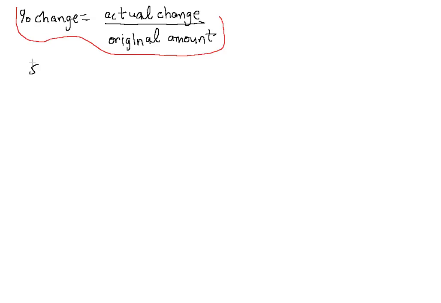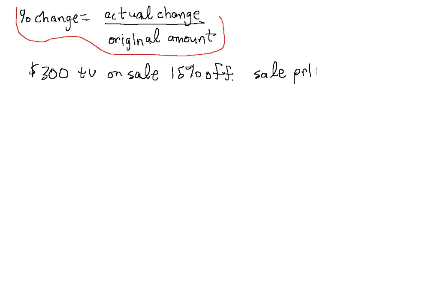Let's say we have a $300 TV. And this $300 TV is on sale for 15% off. And we want to know, what is the sale price of the TV? So we have a $300 TV that's 15% off, and we want to know what the sale price is. The percent of change formula is actually pretty useful to find this. So let's identify a few of the parts.